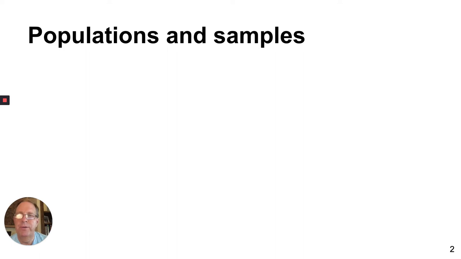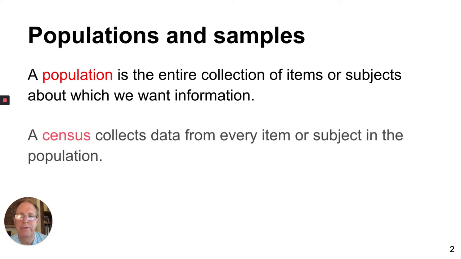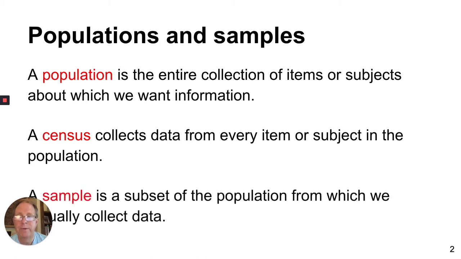First of all, I want to distinguish between populations and samples. A population is the entire collection of items or subjects about which we want information. A census occurs if we collect data from every item or subject in the population. This can be very time-consuming and very expensive. So we often do a sample. A sample is a subset of the population from which we actually collect data.